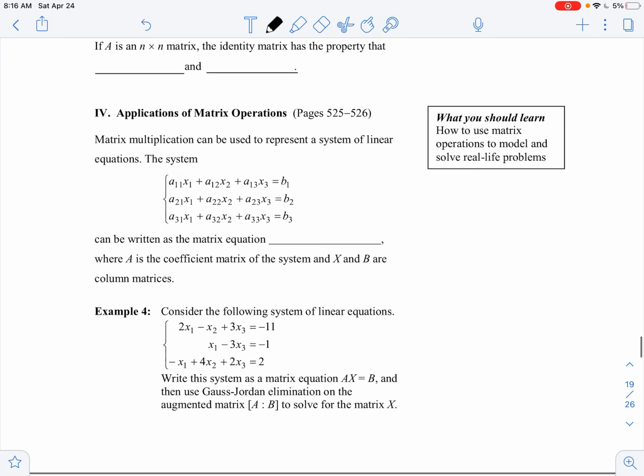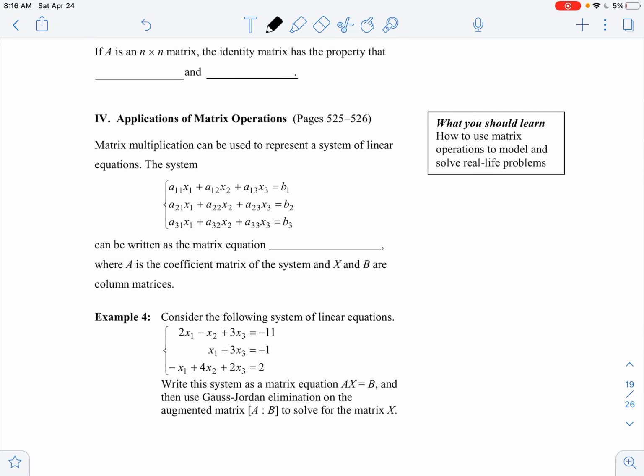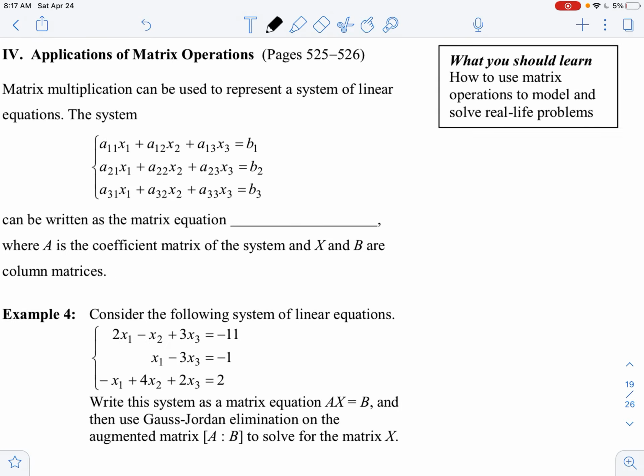Okay. So for an n by n matrix, remember n by n just means that they have the same dimensions, the identity matrix has the property that if matrix A is multiplied by the identity matrix, it equals matrix A. And the identity times matrix A also equals matrix A. So it can go either way, okay?